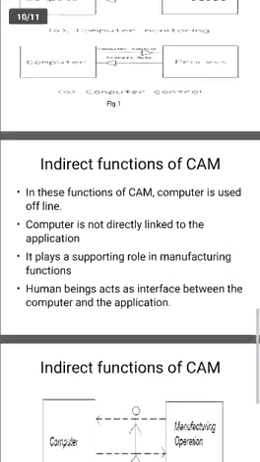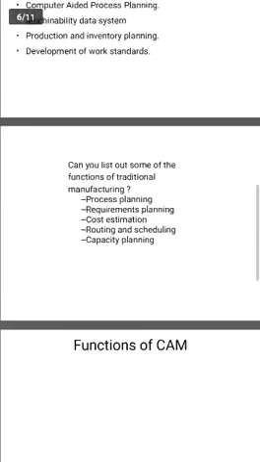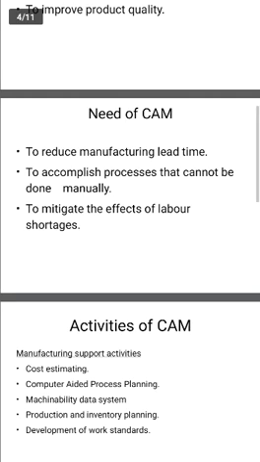Okay, understood? What is CAM? Today we studied what CAM is, what the uses of CAM are, why we use CAM, functions of CAM, and different types of functions of CAM. Two types of functions are there, direct and indirect. Activities of CAM, need of CAM, all these things we studied. Next class we will do integrated CAM concepts, all those things.